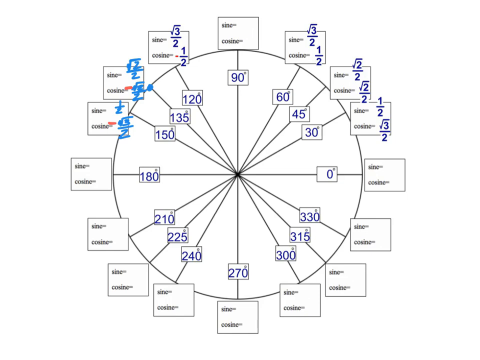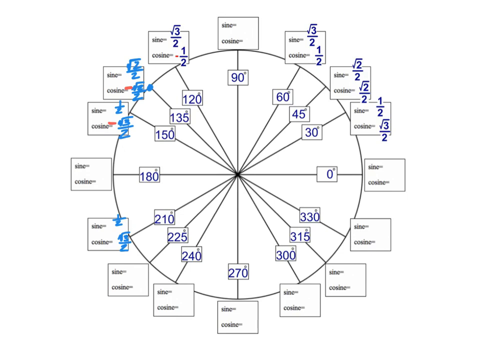So for instance, if I wanted to figure out 210, notice I'm dealing with that triangle. That looks a lot like this triangle up here, doesn't it? And so again, I would expect those values to basically be the same thing. We're just going to have to check the signs. So sine is going to be 1/2, cosine is going to be root 3 over 2, and then we ask for each of those.